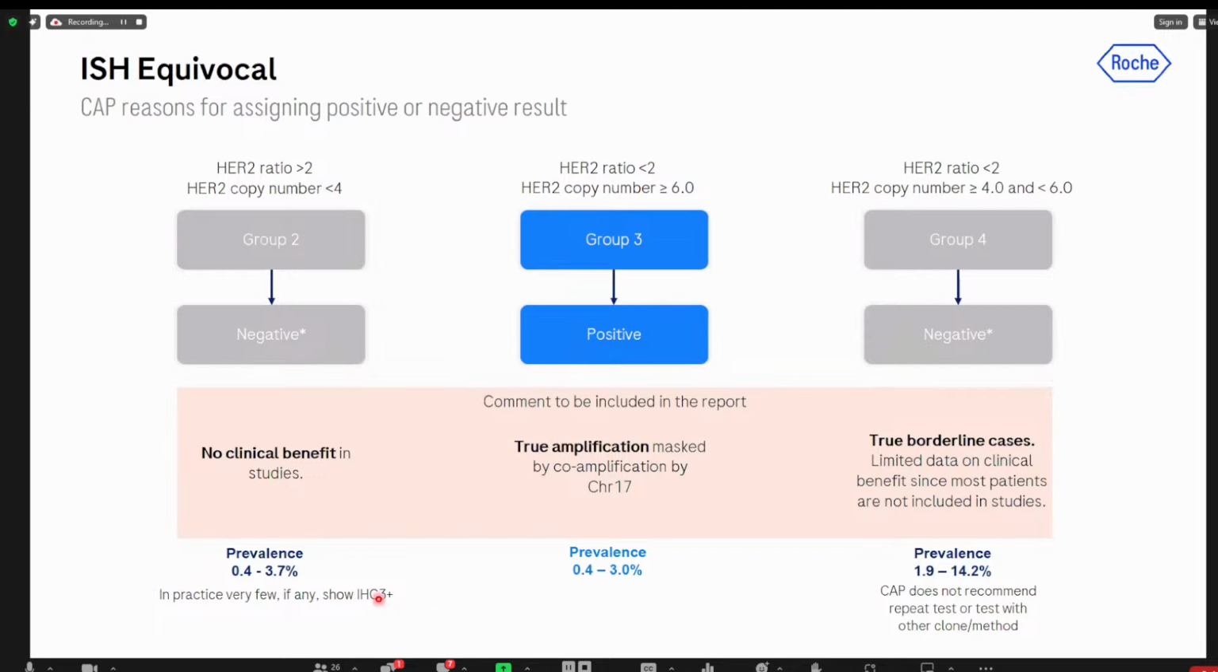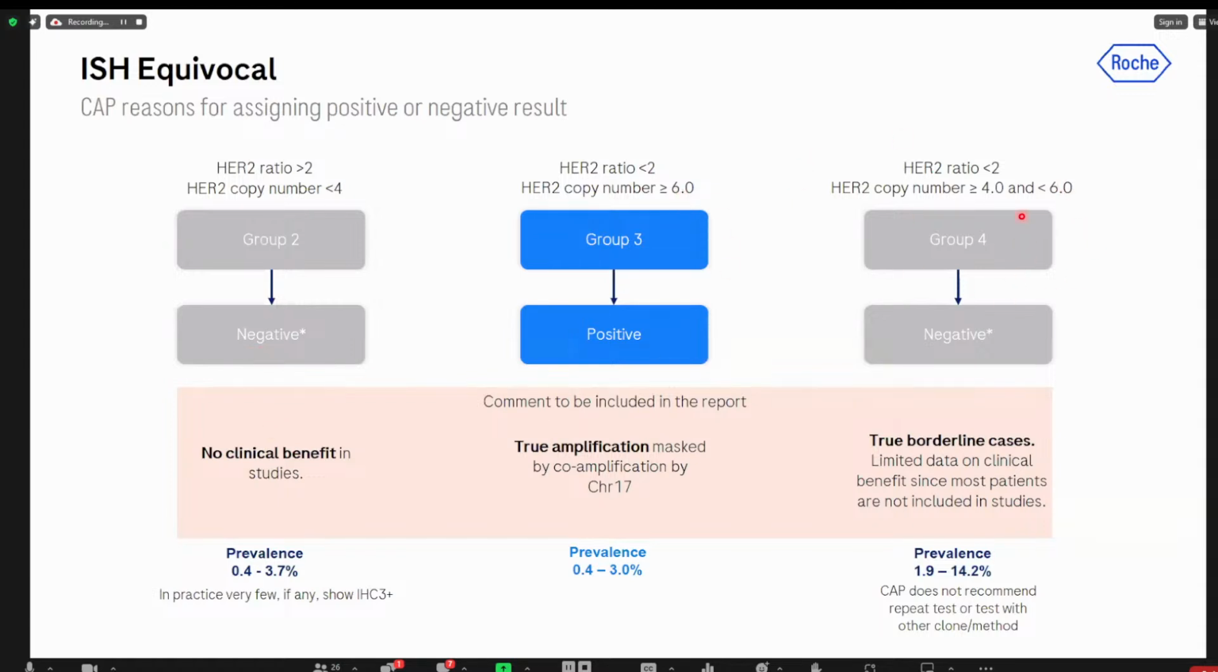studies and real-world data. And what we know for the group number 2, where you have, even if you have a ratio that is more than 2, but you have very, very few copy numbers of HER2, they have been included in clinical trials. And we know in deeper data analysis that they don't have benefit from anti-HER2 treatment. So that's why we consider them negative. They should have something else.